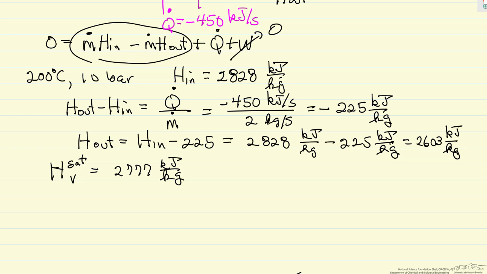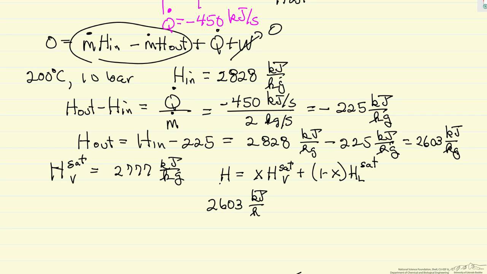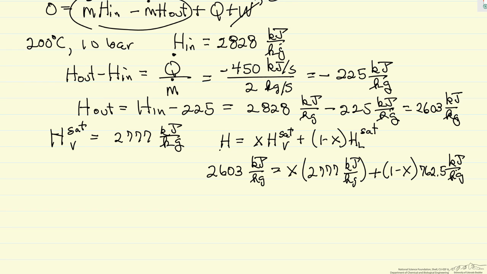We can calculate the quality because the enthalpy is a mixture of so much vapor, so saturated vapor, and X is the fraction of vapor, 1 minus X the fraction that's liquid. Enthalpy of liquid at saturation conditions. We know the total enthalpy, that's 2603 kilojoules per kilogram. So I'm going to write down the values from the steam tables for saturated liquid and saturated vapor at 10 bar. So we can solve for X, the quality, and X is 0.91.